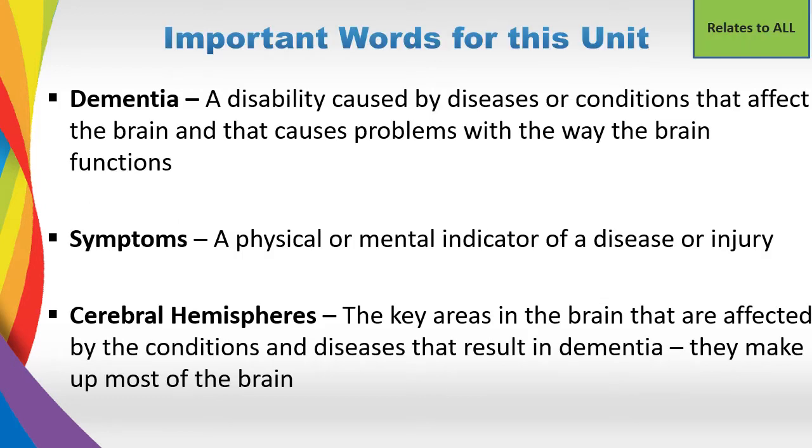So some important words for this unit. Dementia: a disability caused by diseases or conditions that affect the brain and that causes problems with the way the brain functions. Symptoms: a physical or a mental indicator of disease or injury. Cerebral hemispheres: the key areas in the brain that are affected by conditions and diseases that result in dementia. These cerebral hemispheres take up most of the brain.